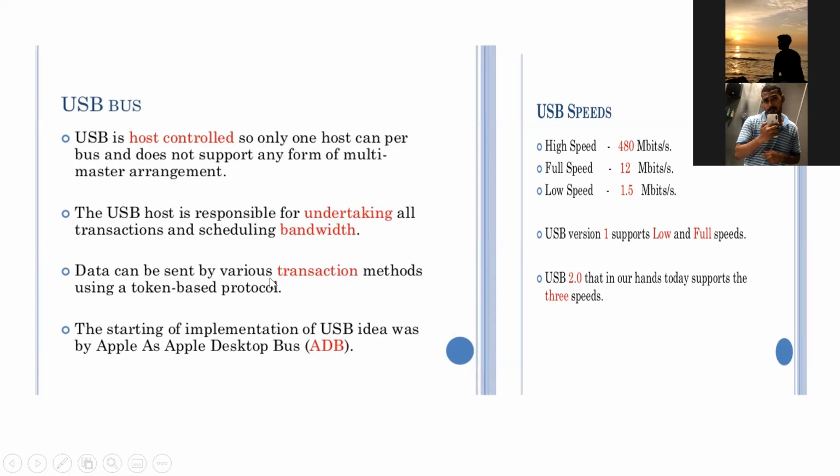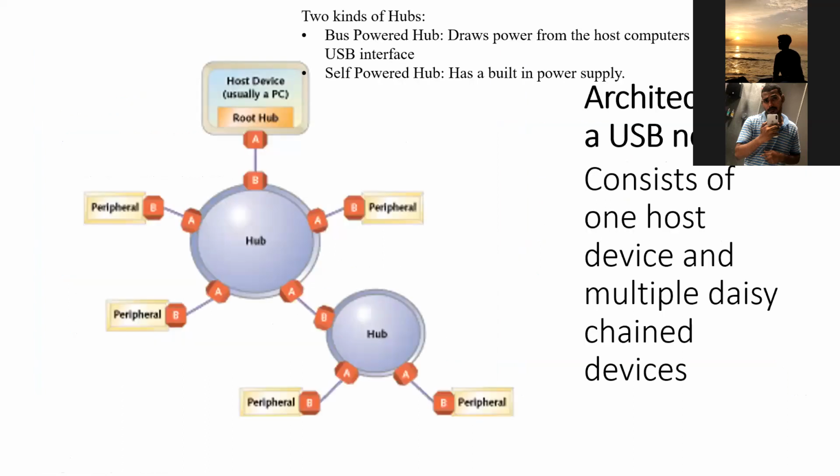We will see what a token based protocol is. And this is the USB. USB version 1 has low and full speed. USB 2 has taken high speed. Nowadays all USBs work in high speed, whereas in olden days USB 1 was only low and full speed. Now we are using high speed, transferring 480 megabits per second.